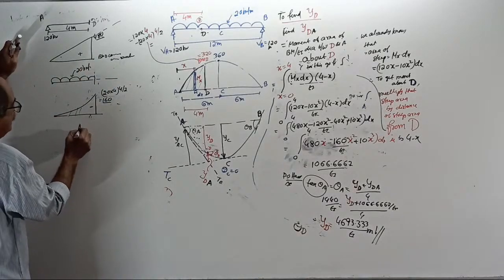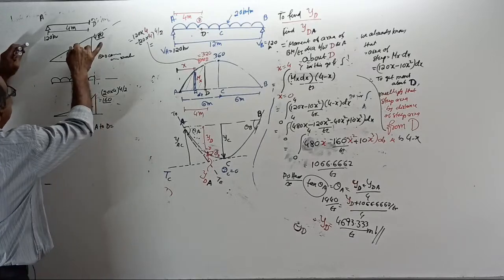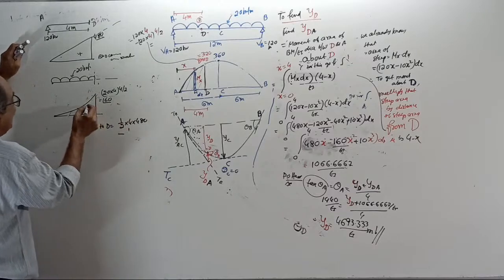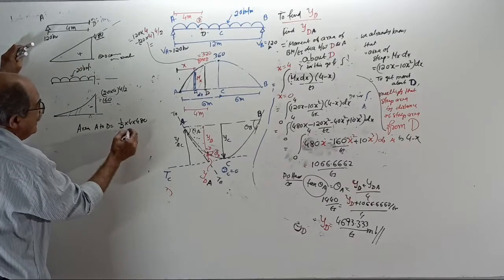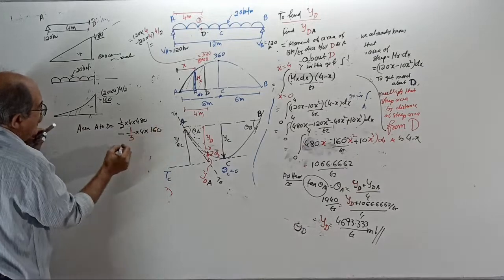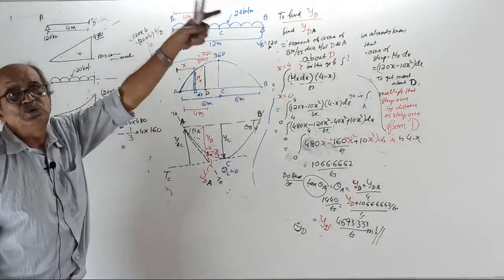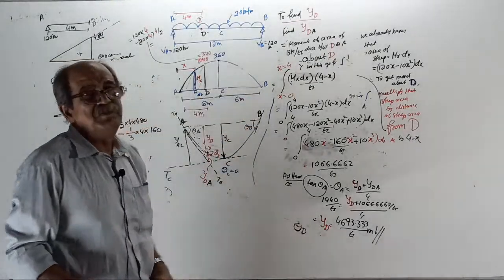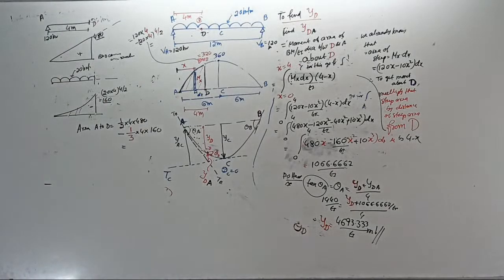Now you can do one thing. The area from A to D is half into 4 into 480, minus this area, the cantilever type. Because it starts from 0, the formula is 1 by 3 of base, which is 4, into height 160. Tell the answer. It has to come the same as the area you got earlier when I found the slope. It has to tally. Area is half into 4 into 480, positive, minus 1/3 of base 4 into 160.